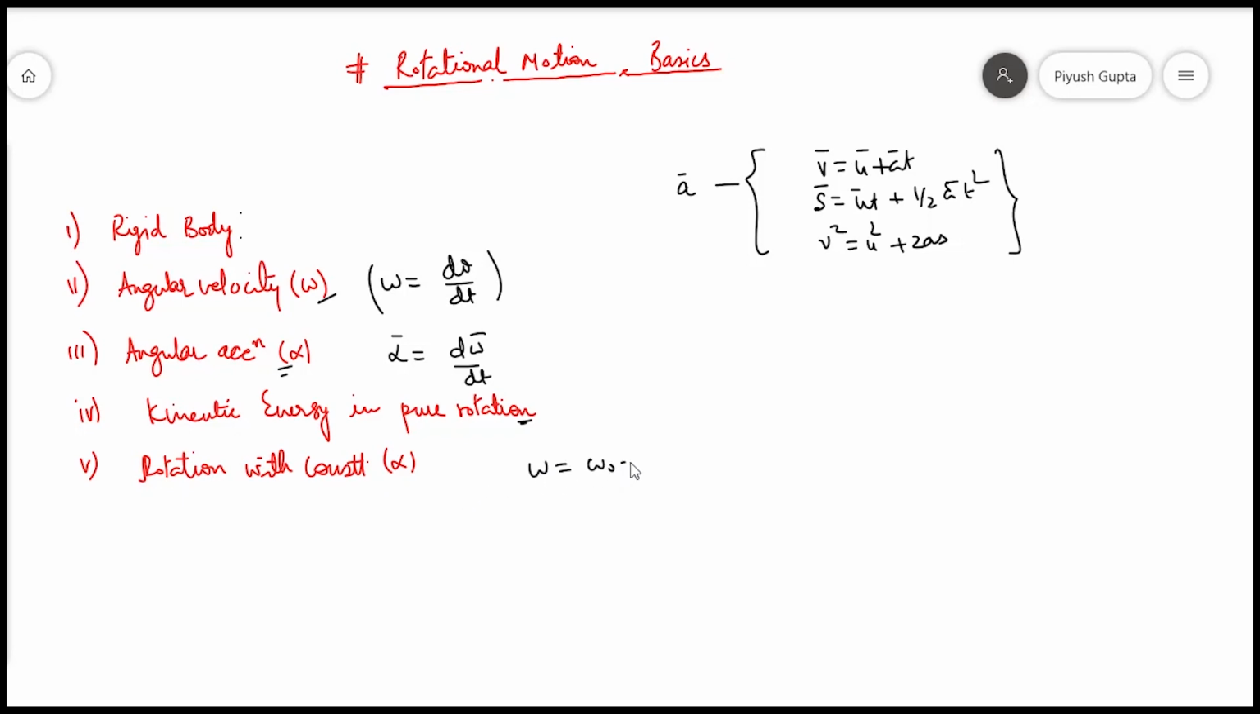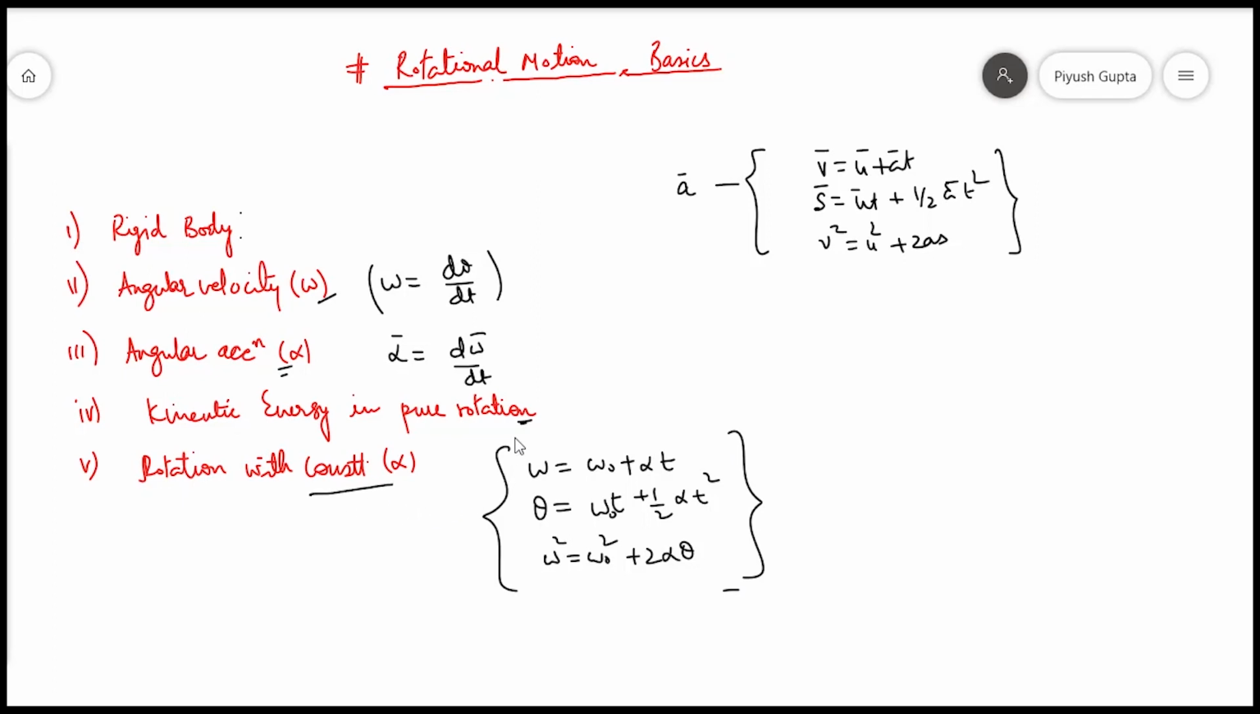That is going to be omega equals omega naught plus alpha t, where omega naught is the initial angular velocity and omega is the final angular velocity as a function of time. And I can write theta equals omega naught t plus half alpha t square, and then omega square equals omega naught square plus 2 alpha theta. So these are the corresponding equations in the rotational sense, where the body is undergoing a constant alpha.